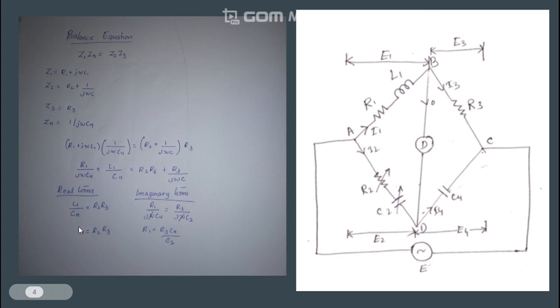From here we can play around with the quantities, and we finally get the expressions L1 equal to R2 R3 C4, and R1 equal to R3 C4 divided by C2. Because we know the values of R3, C4, R2 and C2, we can now find the unknown R1 and L1. Their sum will be Z1, so that is how we are able to find the unknown values.